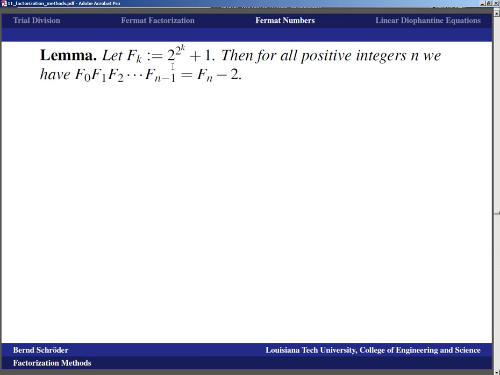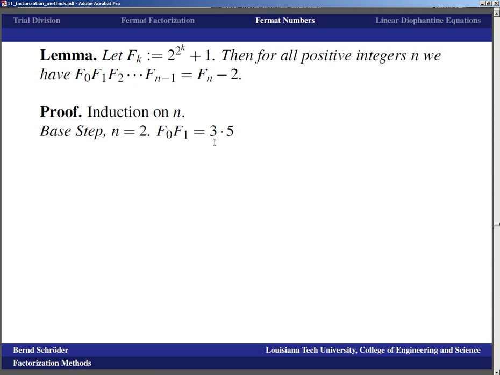Another fact about Fermat numbers is that if the kth Fermat number is 2 to the 2 to the k plus 1, then for all positive integers n, we have that the product of the 0th through the n minus first Fermat number is the nth Fermat number minus 2. And, well, that's an induction on n. For n equals 2, what do we get? We get f0 times f1.